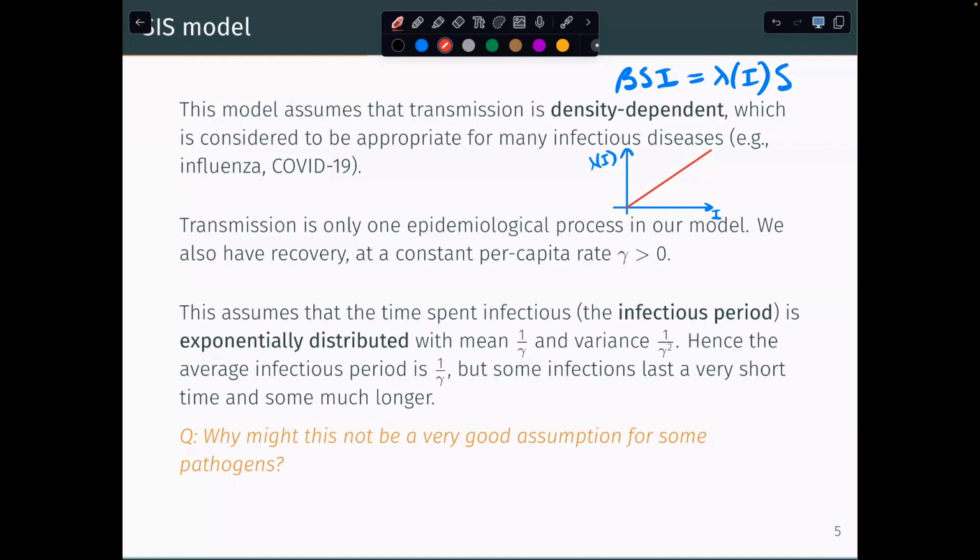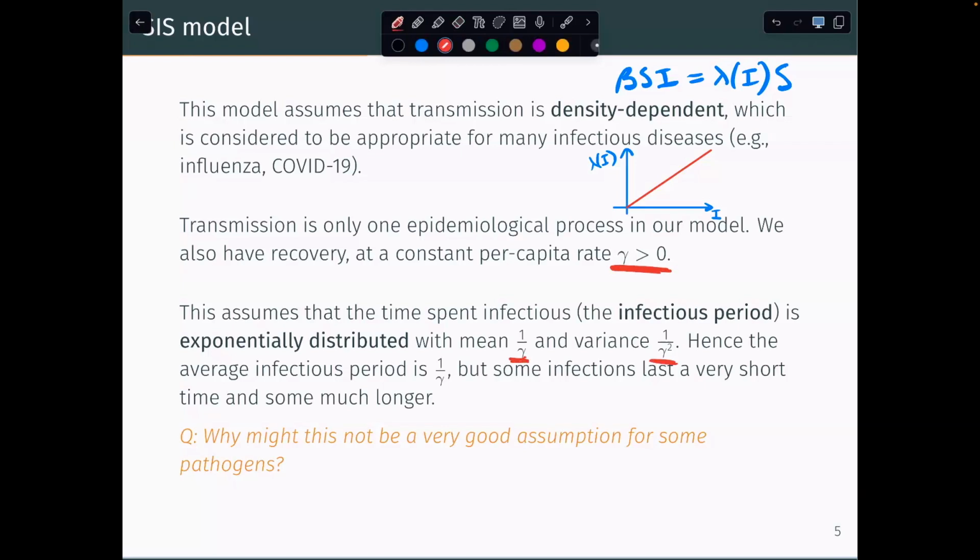Okay, one of the other key parameters we have in our model, I mentioned this recovery rate gamma, positive. What this essentially assumes is that the time spent infectious, which is known as our infectious period, is exponentially distributed, with mean 1 over gamma and variance 1 over gamma squared.